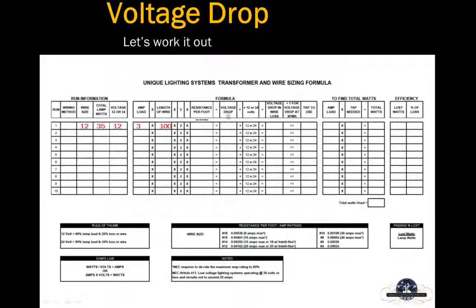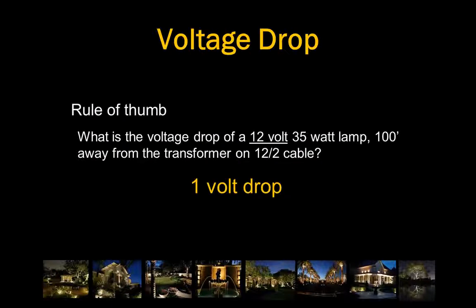Now, to get our voltage drop, we need to work out this formula here. So we take our amp load, times it by our length, we multiply it by 2, and the reason why we multiply it by 2 is we have alternating current. So the electricity is going back and forth, so we need to account for that. Our resistance per foot on 12-2 wire I have down here, 0.00162. And our voltage drop is around 0.9, so I'm going to go ahead and round it up to 1. So the answer to the question of what is the voltage drop of a 12-volt, 35-watt lamp is a 1-volt drop.